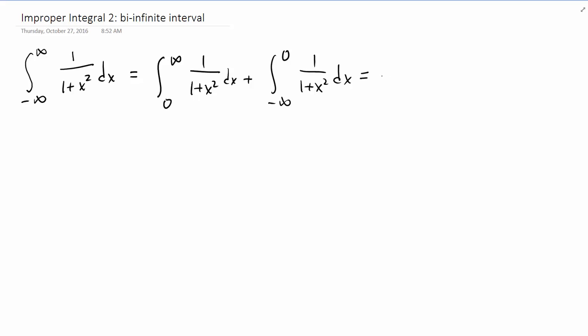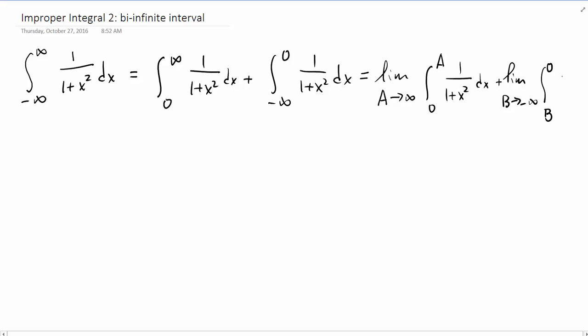Here, the first one is the limit as A goes to infinity, from 0 to A, of 1 over 1 plus x squared dx. I still use capital A. Our textbook used T, it doesn't really matter. Now for the second one, we can use a different symbol. We can use b going to negative infinity, and then this is the integral from b to 0 of 1 over 1 plus x squared dx. Okay. We have two limits to calculate.